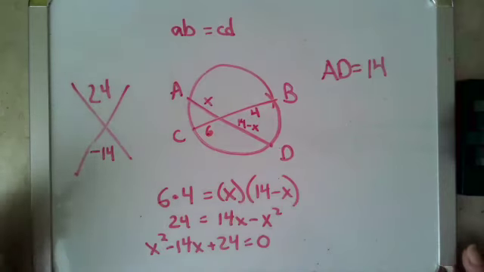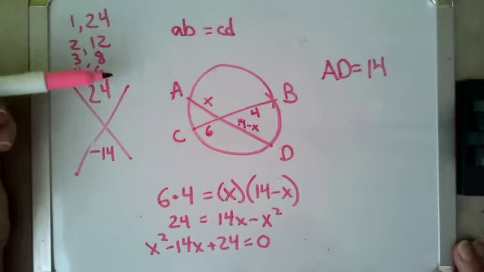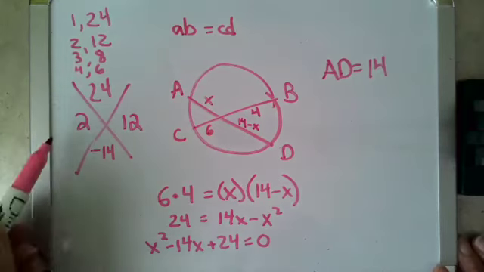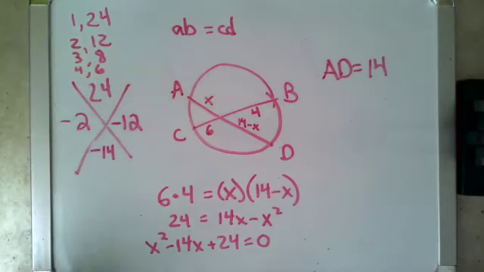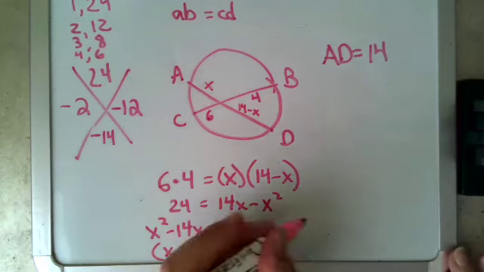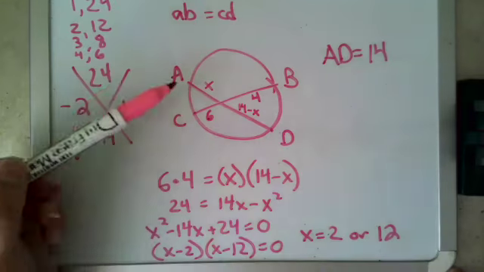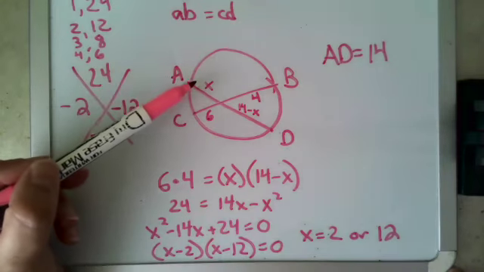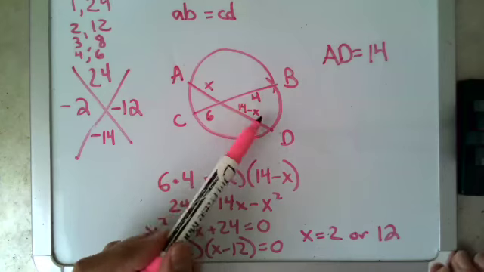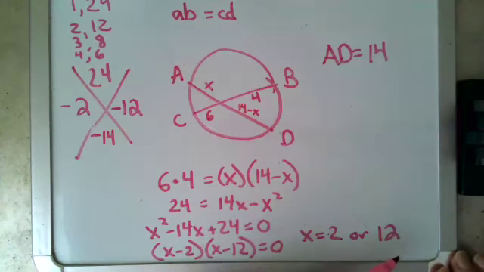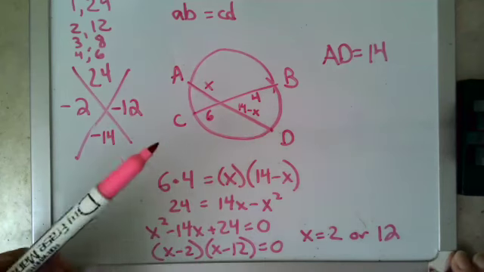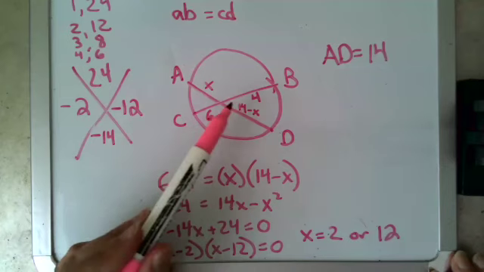I like to make a factor list to help me out. So when I look down this factor list, that looks like it could make a 14. Okay, they both have to be negative. Those are my factors, which means I have two possibilities for X. And when I check them both out, if X is 2, then I have 2 and 12. And indeed, 2 times 12 equals 4 times 6. Or if X is 12, I have 12 and 2. And again, indeed, 12 times 2 equals 6 times 4.